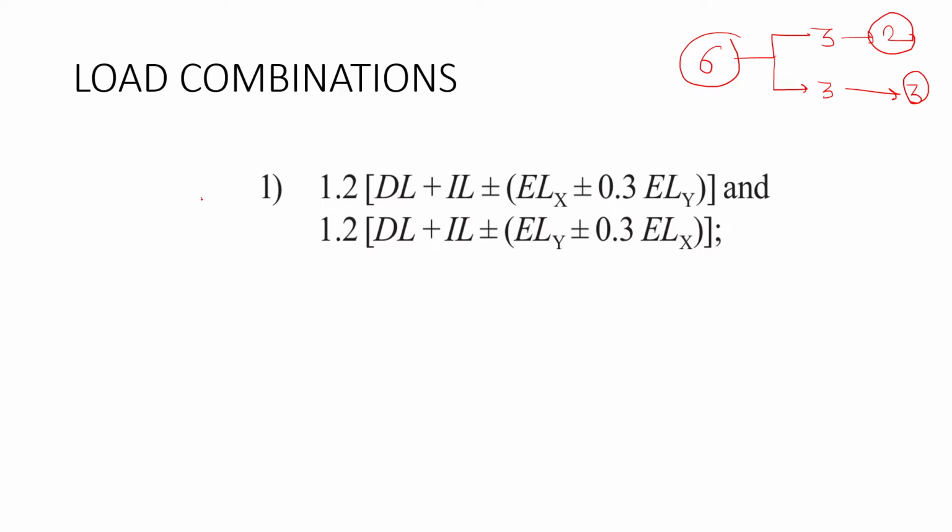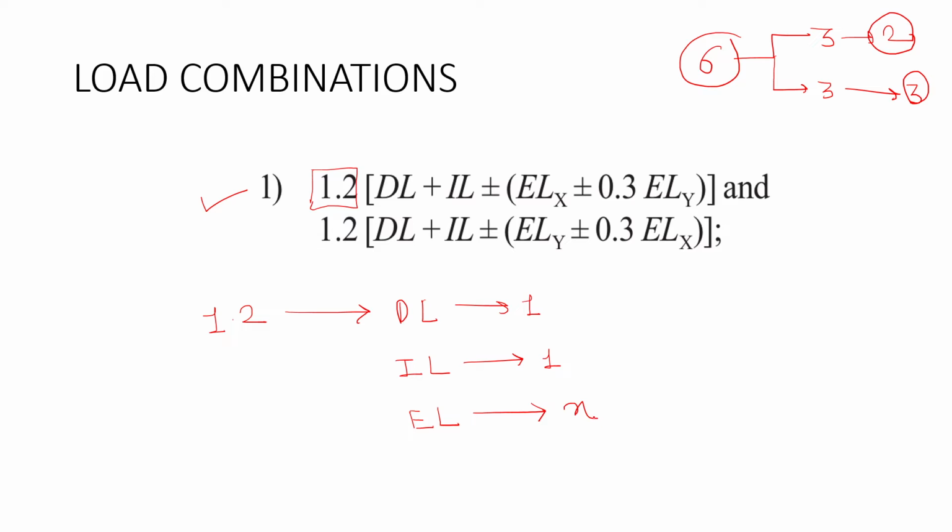The first load combination is in front of you. Here, if you can see, the factor is 1.2. Remember, whenever there is a factor of 1.2, there will be 3 load cases. First one is the dead load, second one is the imposed load, and third one is the earthquake load. Dead load you have to consider full, imposed load you have to consider full, and earthquake load, as I told you, there are 2 directions.